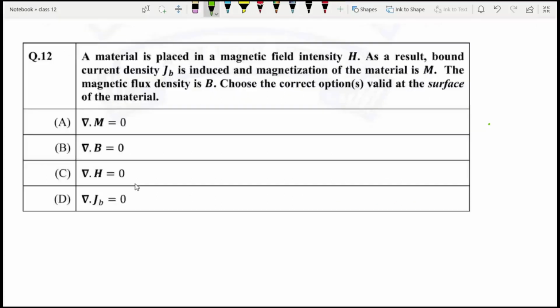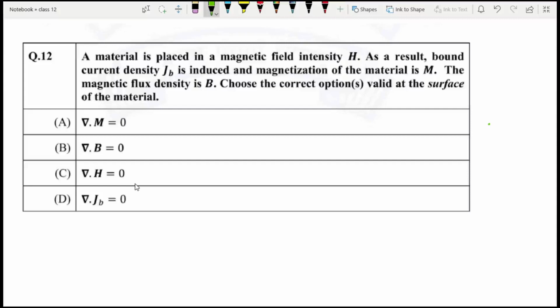A material is placed in a magnetic field intensity H. As a result, the bound current density is induced and the magnetization of the material is M. The magnetic flux density is B. Choose the correct option valid at the surface of the material. So in the question, they have asked us to find which among these four options is the correct one.